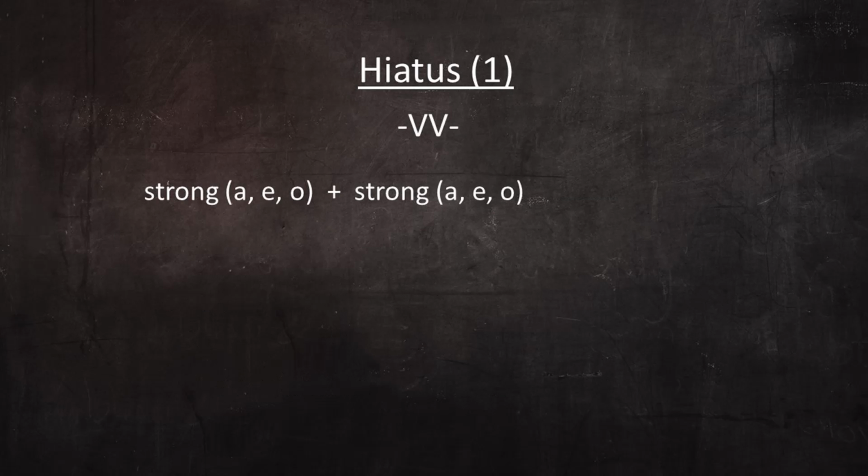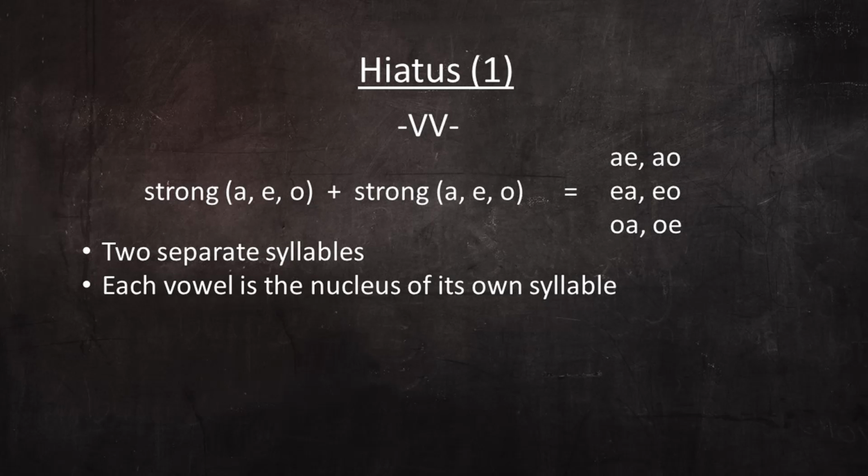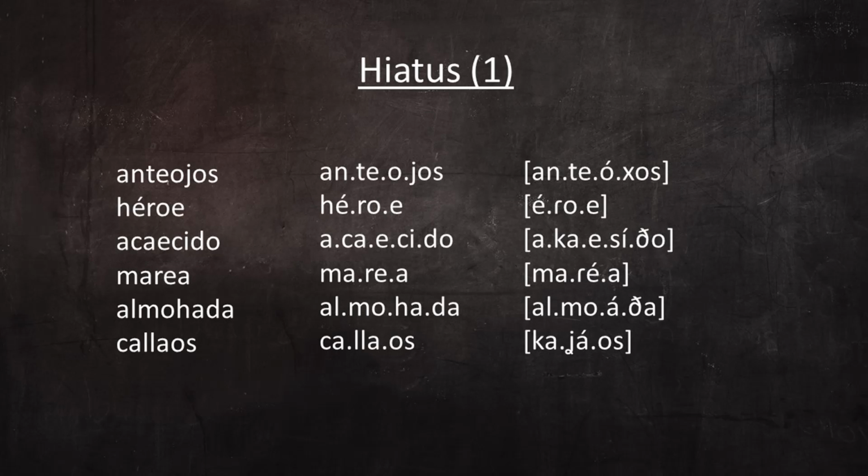Two strong vowels side by side constitute what is called a hiatus, and each of the vowels acts as the nucleus of its own syllable. So the word idea is divided up as i-de-a. Observe these additional examples.